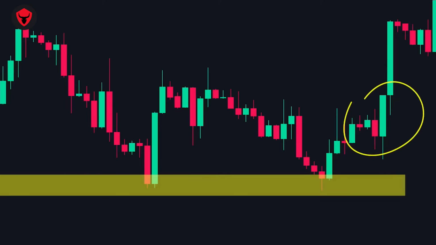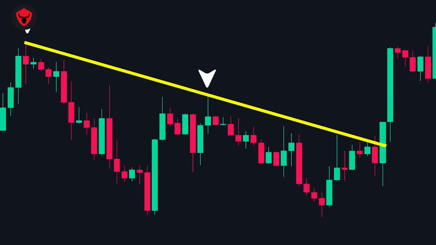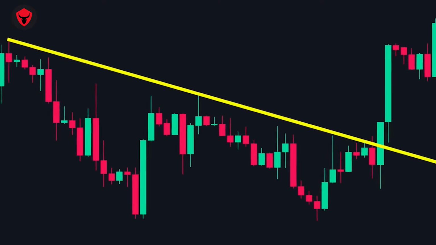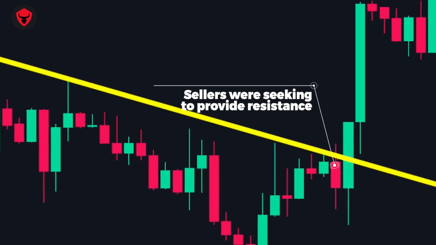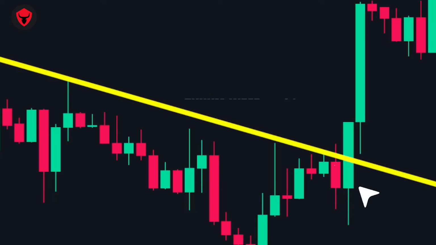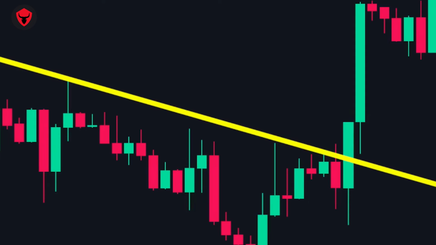The price reached 2 peaks, forming a firm trend line. When the price neared the trend line again, we looked for confirmation in the shape of patterns. A red candle at the trend line indicated that sellers were seeking to provide resistance. This red candle was followed by a big green candle that totally consumed the previous red candle, forming a bullish engulfing pattern. The green candle had a lower low than the red candle and a higher peak.